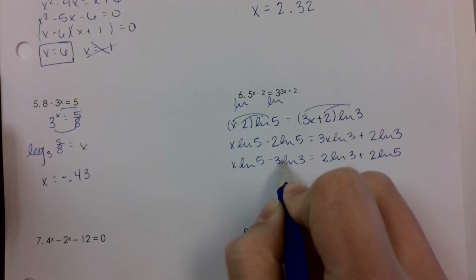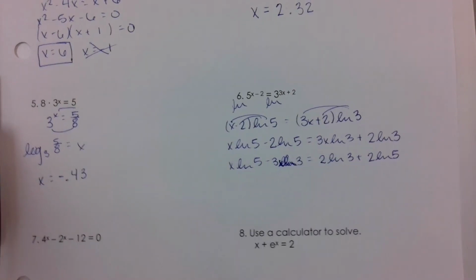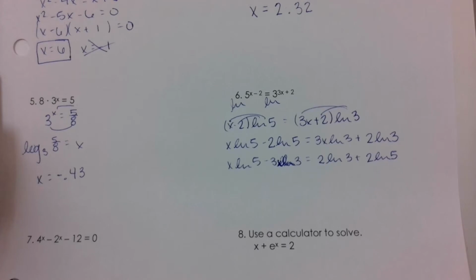I forgot to write the x right here. I was wondering about that. 3x natural log. I just dropped him. Alright, so thoughts? Do you have any?